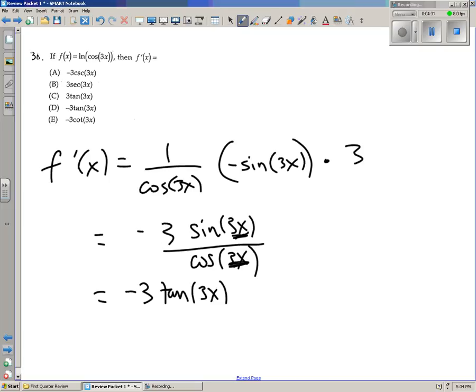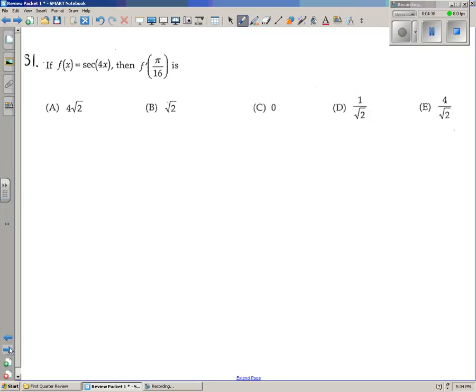Please don't divide the 3's. That's not correct, even though it's not a choice. That might be tempting to do. That's not correct, though. All right, number 31.